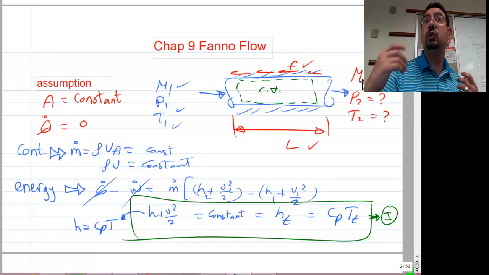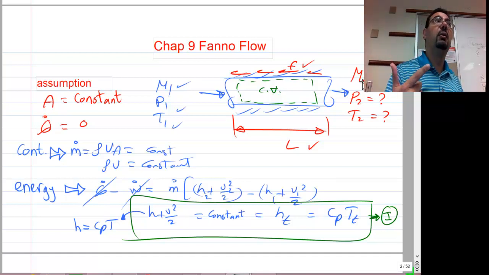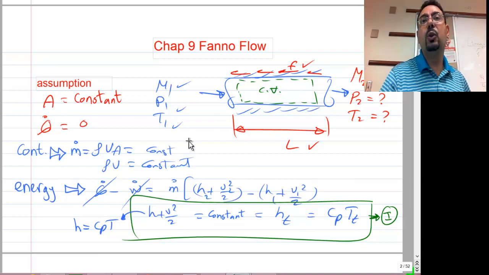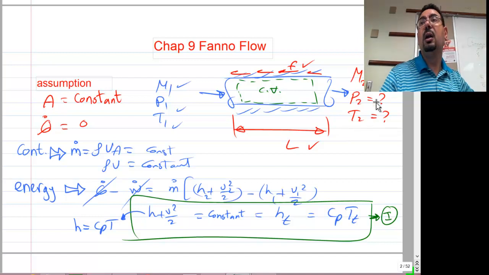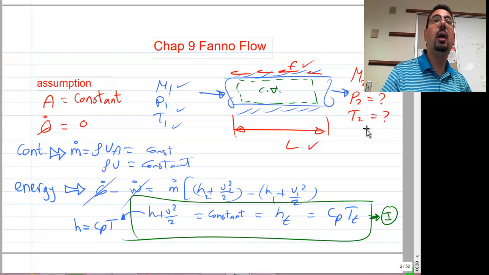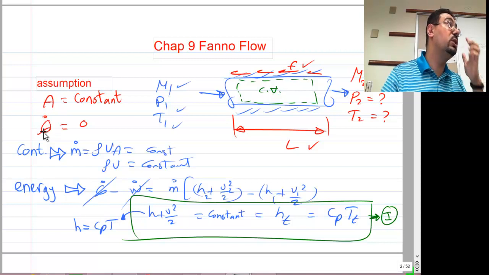All right? But you should know at the back of your head that really the F should change as the velocity changes, because that changes the Reynolds number. Okay? So we know the stuff in, we know the friction, we know the lengths, 100 meter, 30 meter, and we would like to find out what is the new Mach number, the pressure and temperature at the exit. Okay? And so remember, this is an adiabatic duct, an insulated duct. There's no heat transfer with the outside.